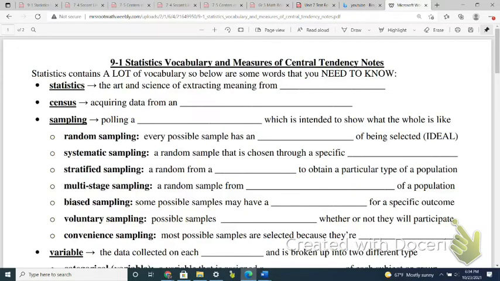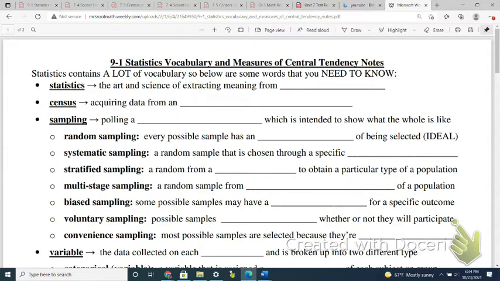Hello, today we are starting the introduction to statistics. So 9.1 is going to cover statistics, vocabulary, and the measures of central tendencies. Statistics contains a lot of vocabulary, so below are some words that we need to know.